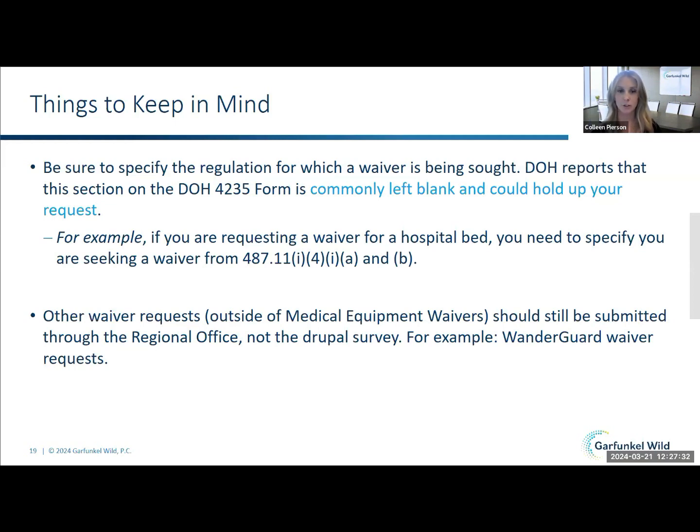You may have those regulations, your attorney may have those regulations. The department has published a list of regs that correlate with the medical equipment for which you're seeking a waiver. And so just make sure you put that regulatory cite in your waiver request application. Other waiver requests, as I mentioned before, outside of medical equipment waivers should still be submitted through your regional office, not this fillable Drupal survey. So for example, WanderGuard waiver requests, those are still going to be submitted through your regional office, not the survey.